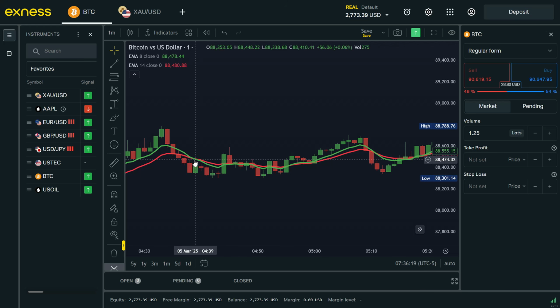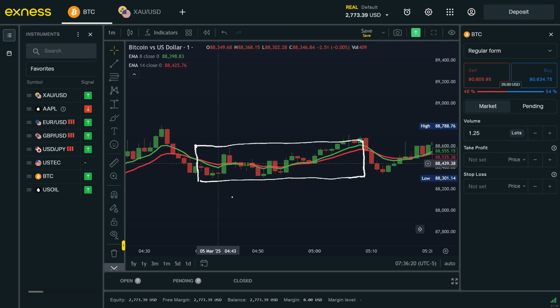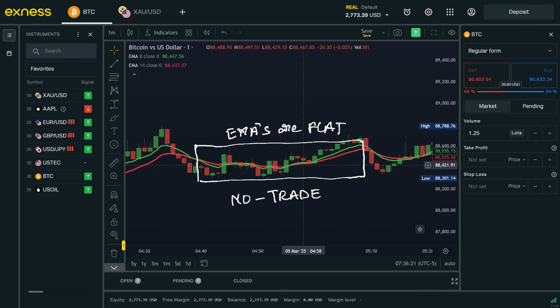Another important point to keep in mind while using this strategy is recognizing when not to trade. Sometimes you'll notice that the green EMA 8 period and the red EMA 14 period are very close to each other, almost overlapping, or both lines appear flat and moving sideways. When this happens, it signals a no trade zone, because when the EMAs are too close together or flat, it means there is low momentum, indecision, or market consolidation. The price isn't trending strongly in either direction, making it difficult to predict the next move.